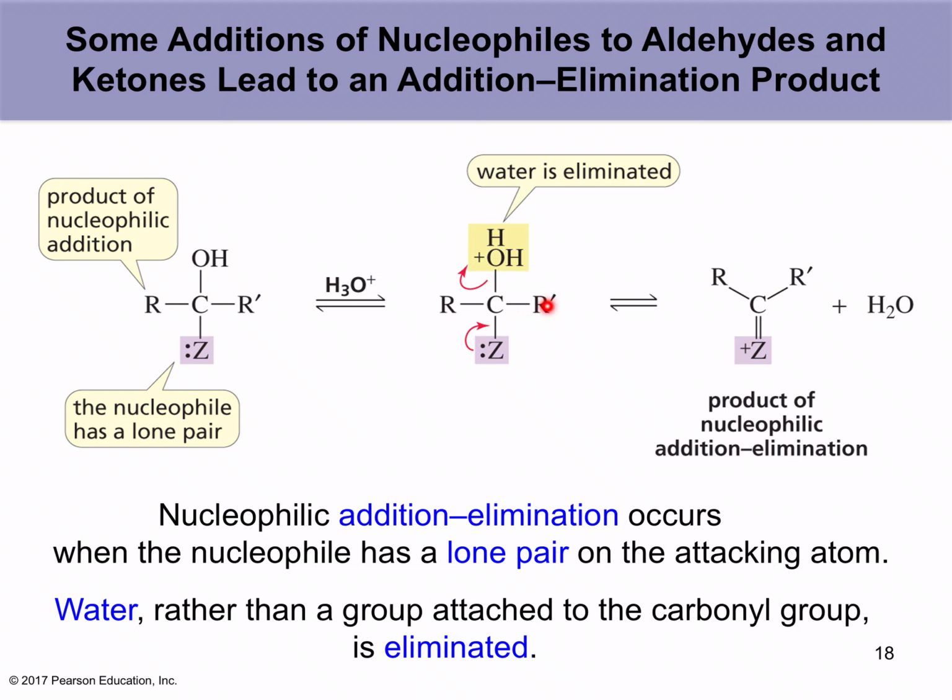They normally do not break the sigma bonds because it's hard to break a carbon-carbon bond, but the carbon-oxygen bond is more polar, and you are creating a neutral molecule, so leaving a neutral water molecule and breaking the polar carbon-oxygen bond is much easier than breaking a carbon-carbon bond. We need more harsh reactions to break a carbon-carbon bond. So that's what it says: water rather than a group attached to the carbonyl group is eliminated.